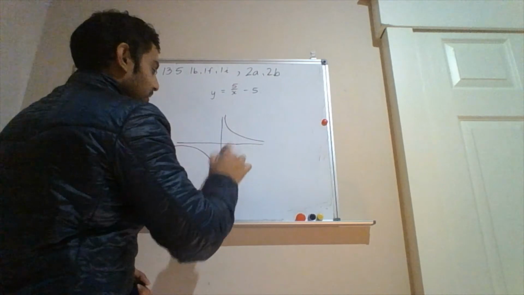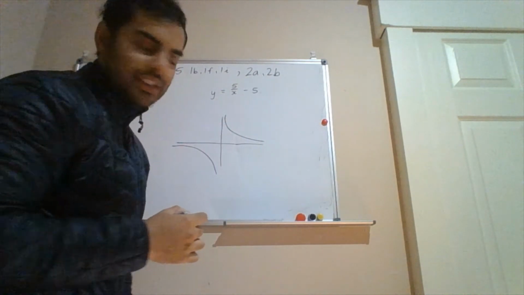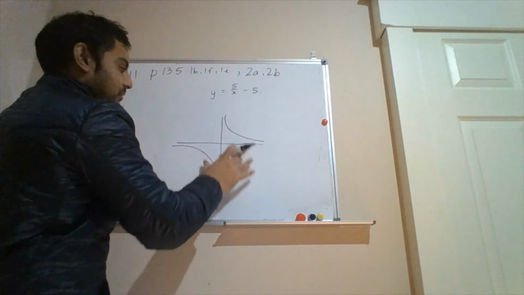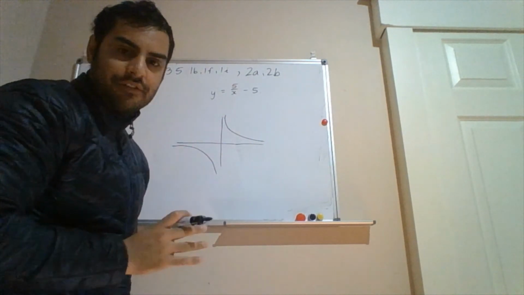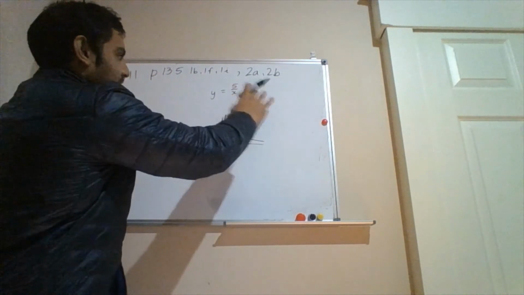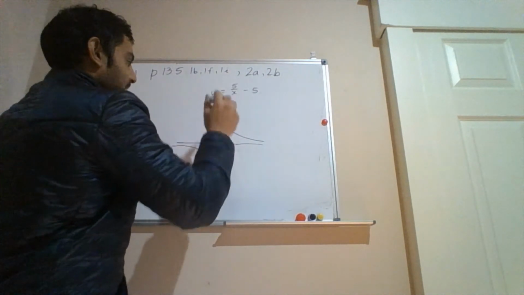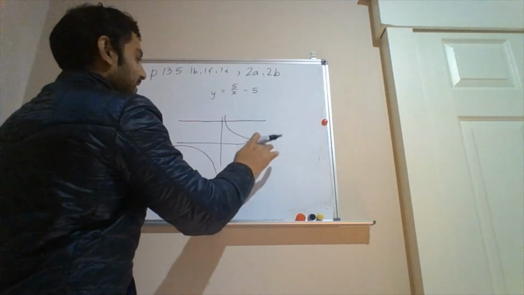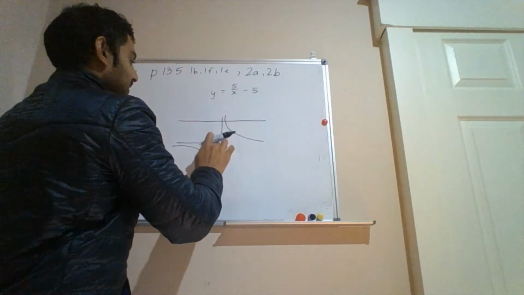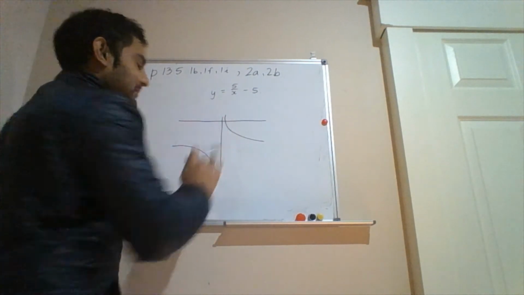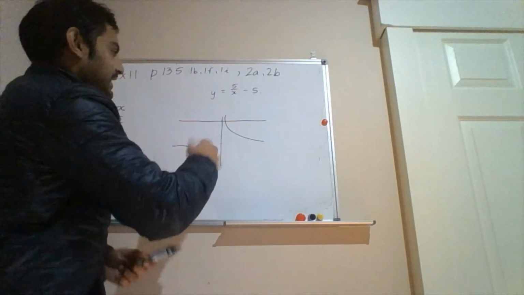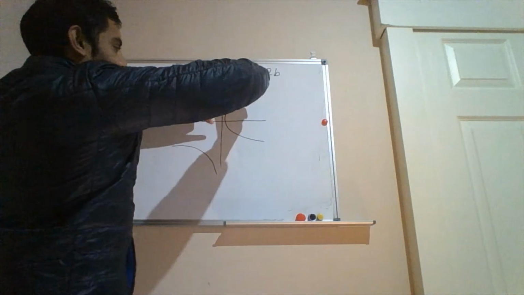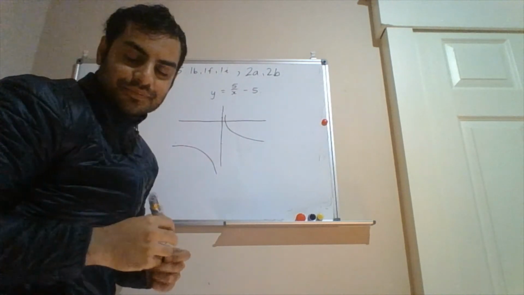So say this was my graph for y equals 5 over x. Now the minus 5 tells us we must move the whole graph 5 down. All the y values decrease by 5. So moving the y values 5 down and moving the x-axis 5 up does the same thing. So you can see now it's almost like we took these two branches and moved them down.